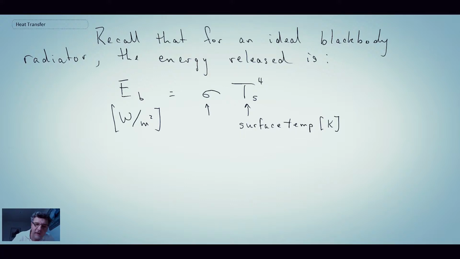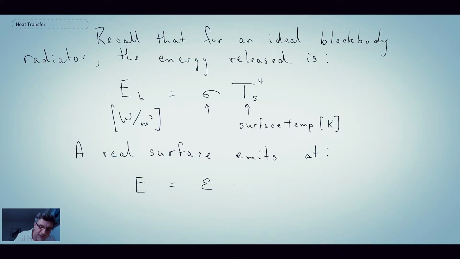Now, we had talked about how real surfaces do not emit this full amount of radiation. They actually emit a little less, and so a real surface emits with the following equation, and here this is the emissivity. So that is the basis of Leslie's cube. It enables us to study that.